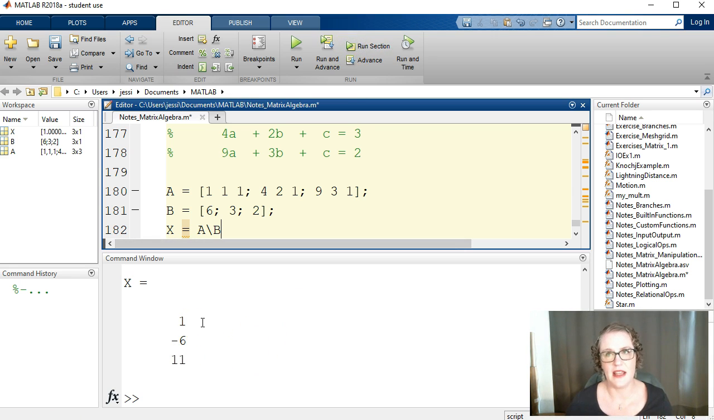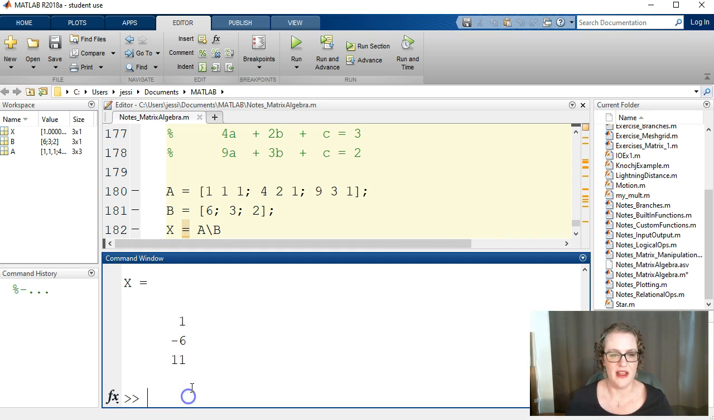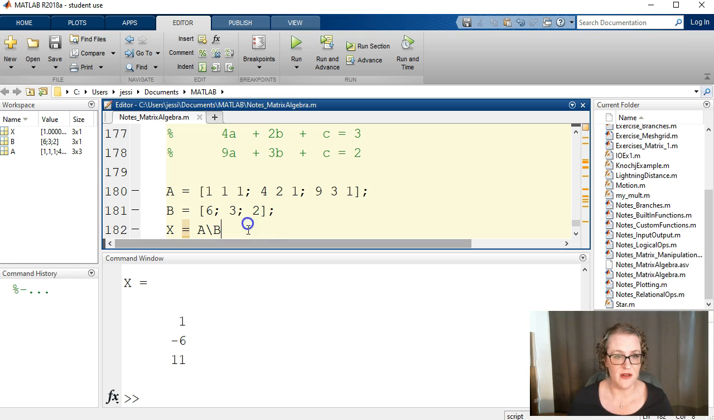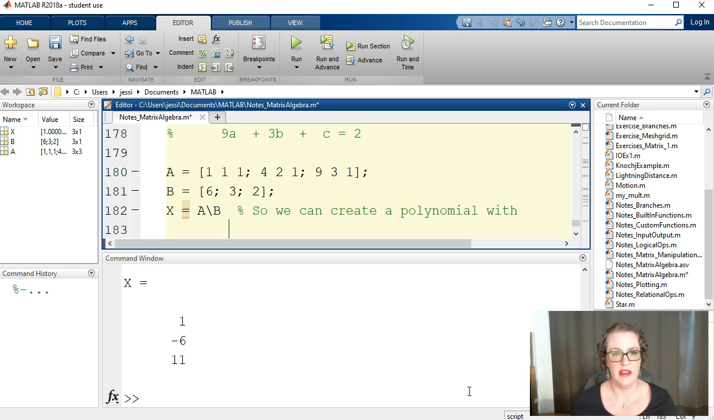Super fast. I kind of want to put a timer on that just to see what fraction of a second MATLAB took to do this. It would take a lot longer by hand, but MATLAB does it really quickly, and we get an answer for x: 1, -6, and 11. Now this is my A, B, and C, so we can create a polynomial with these coefficients.